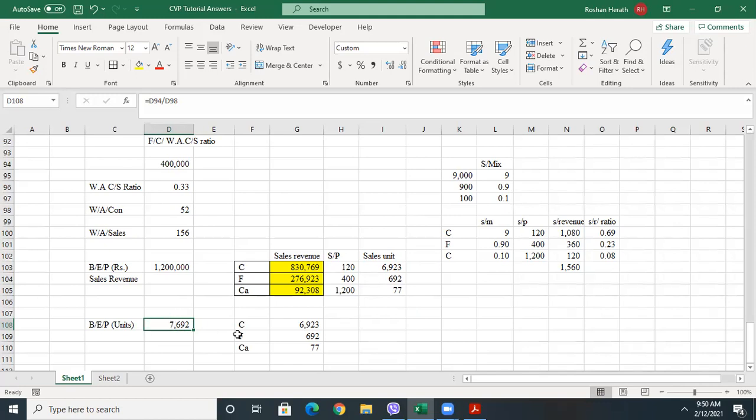If you apply the sales mix, then you may end up getting the units, the individual units that are included in the break even point.